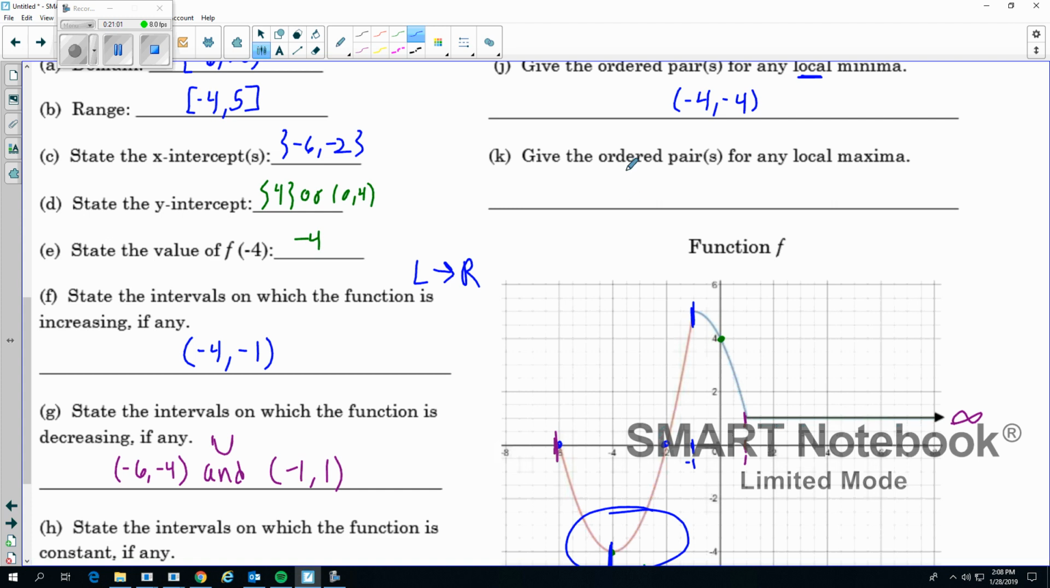So then the next part says to give any local maxima, so any little maximum parts, and you've got one right here. Kind of comes up and peaks and then comes back down. So there's a highest point, right? And so that highest point looks like it's at (-1, 5). So that's at (-1, 5). So there you go.